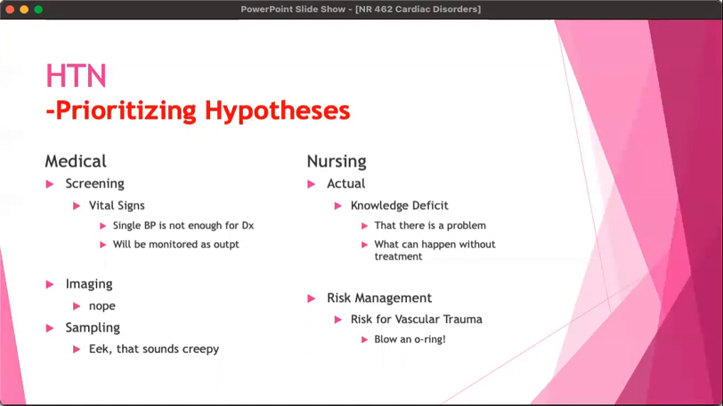There is no imaging or sampling associated with hypertension. So really it's all about screening, checking patients' blood pressures over a period of time. On the nursing side, we have a lot of things we do with hypertension.